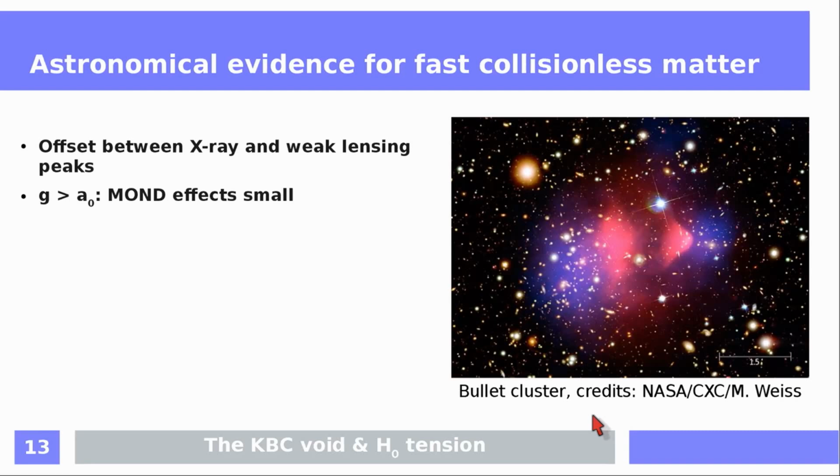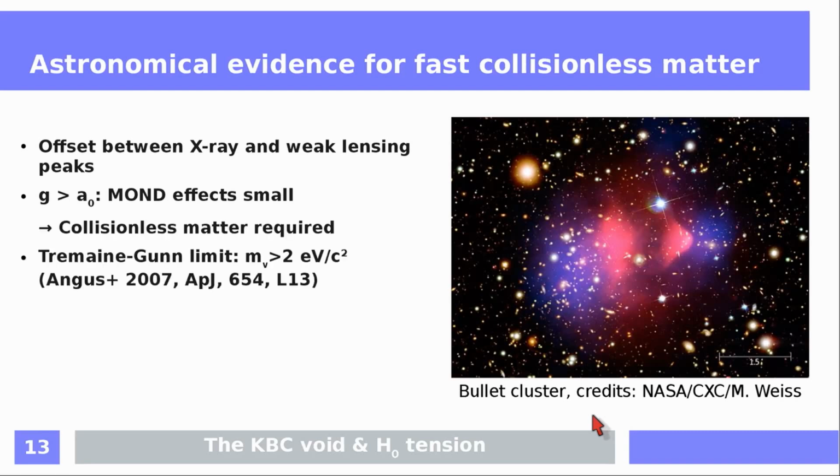The most logical way is that there is some collisionless matter. Now, if you try and explain that with sterile neutrinos, because they're fermions, there's some Tremaine-Gunn limit. The number density cannot be arbitrarily large. Essentially, it's the Pauli exclusion principle.